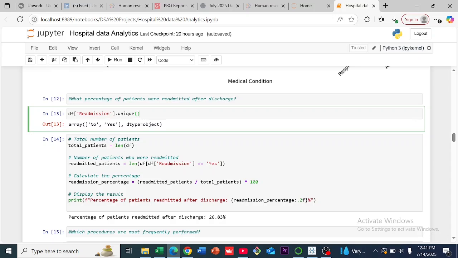So these are total patients and readmitted patients. We've been able to get the total number of patients and the number of patients who were readmitted. Now we just have to plug in those values. Remember I said to get the percentages we'll have to use readmitted patients divided by the total number of patients multiplied by 100. So doing that, we got a value of 26.83%. This shows us that 26.8% of patients were readmitted after discharge.